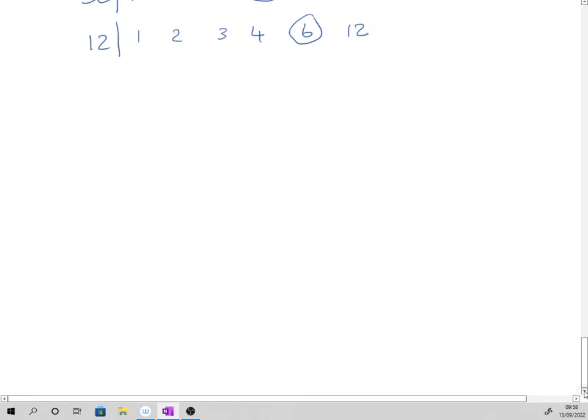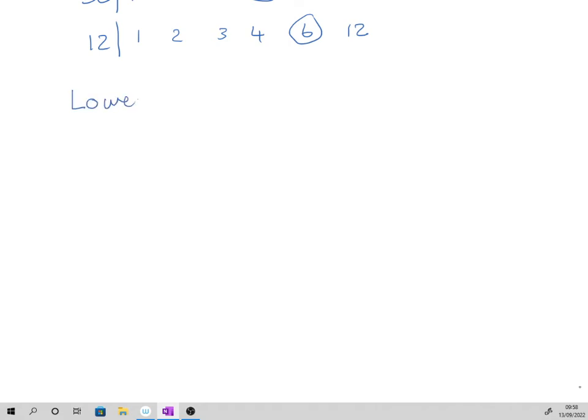Now, the next bit is the lowest common multiple. Now, other way around from factors, this is just basically what, in primary school parlance, is the times tables. Yeah, that's all this is.